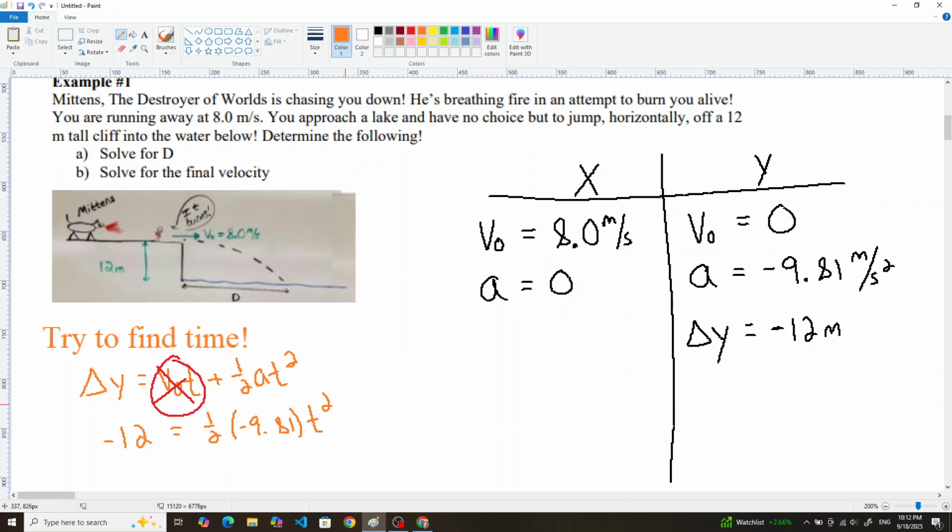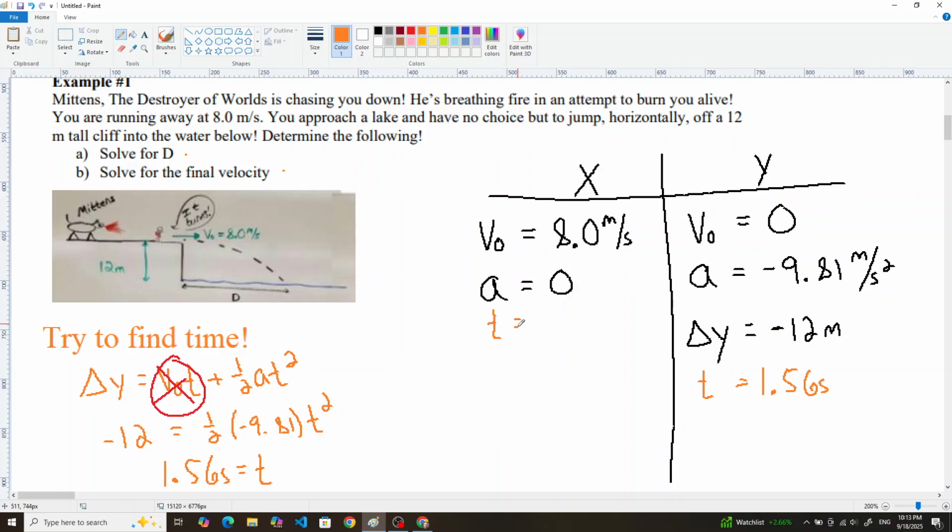From here, plug in numbers, and now we turn to a calculator. This will be the square root of 12 divided by 4.905. If I can access my calculator. And I got a time of 1.56 seconds. So 1.56 seconds is t. I haven't actually solved any of the questions that they've asked me. I've just figured out that time is 1.56 seconds.